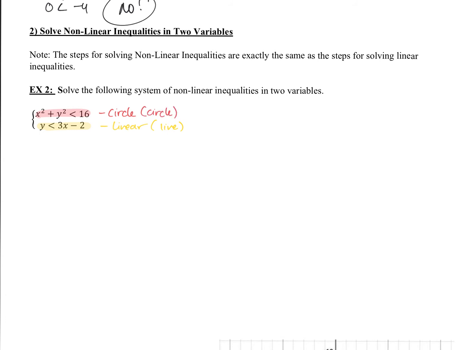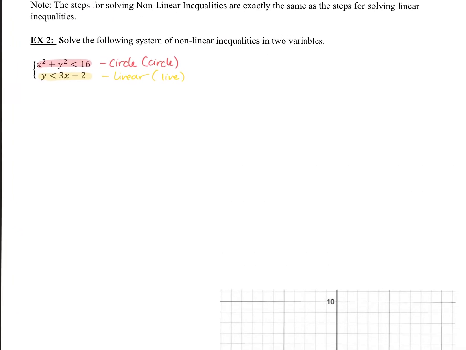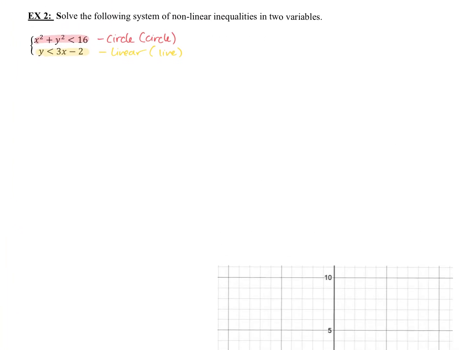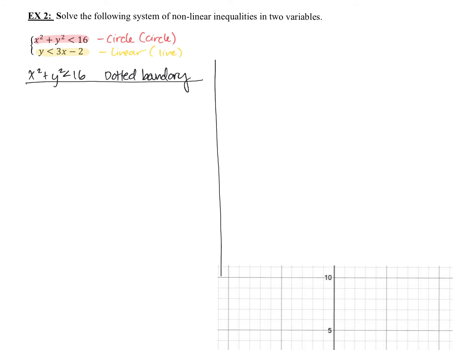Alrighty, so we have those two figured out. We have our graphing work down there. If you want to try this by yourself and check back in with me, that would be a good idea. So for both of them, I'll go ahead and set it up. x squared plus y squared is less than 16. What kind of boundary line is this? That is going to be dotted. So dotted boundary. Go ahead and partition these off. And the next one, y less than 3x minus 2, is also going to be dotted. Once again, please note if it's dotted or not.